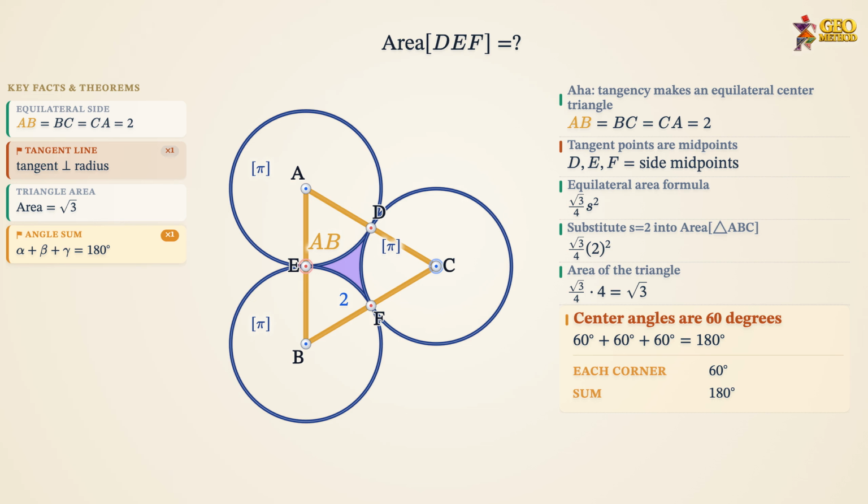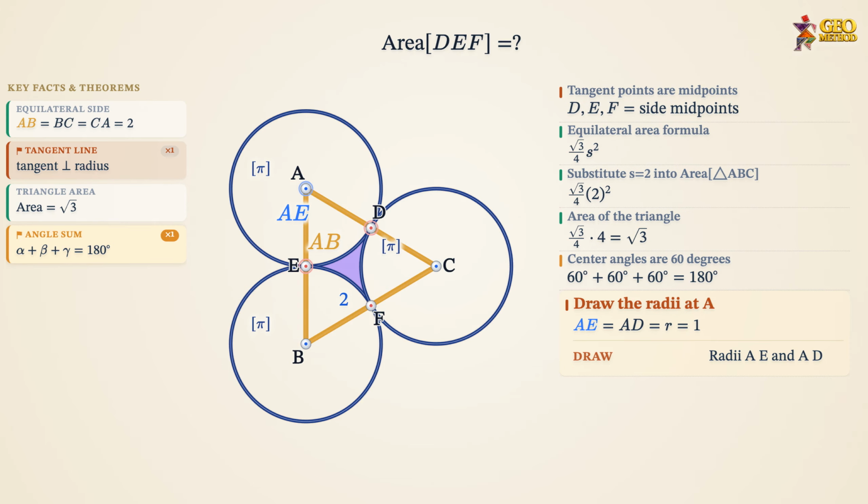Every angle of an equilateral triangle is 60 degrees, and the three of them add to 180. Each corner sits at a circle's center, so a 60-degree wedge of that circle lies inside the triangle. Draw the 2 radii from center A out to the tangent points E and D. These radii, each of length 1, bound the little corner wedge of circle A that pokes into the triangle.